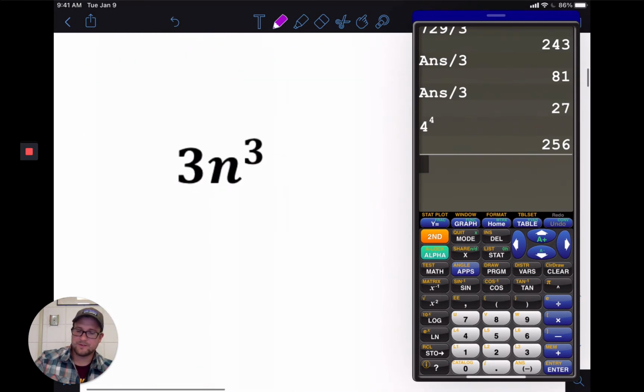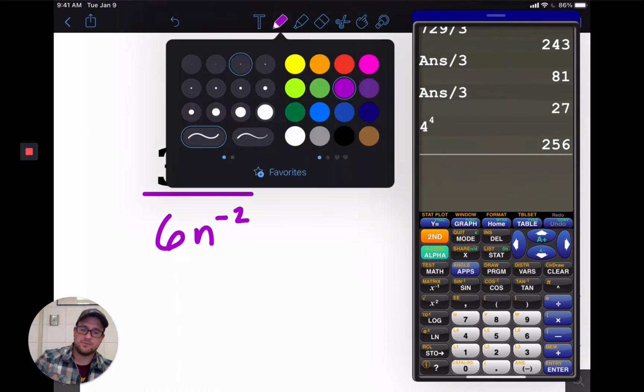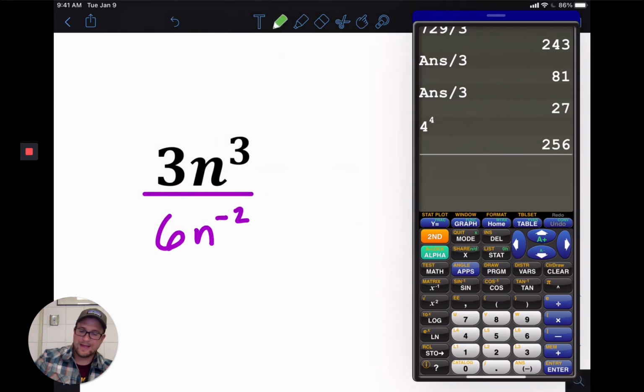Let's take a look at this one. There's nothing to simplify here, so I'm going to make it a little bit more complicated. What if we had this as 3n to the 3rd over 6n to the negative 2? Now, looking at this problem, if this was the problem that I was presented with, we know, hey, we got an issue. We are not allowed to have negative exponents. So if we see a negative exponent, we know we need to pull that to the other side of the fraction.